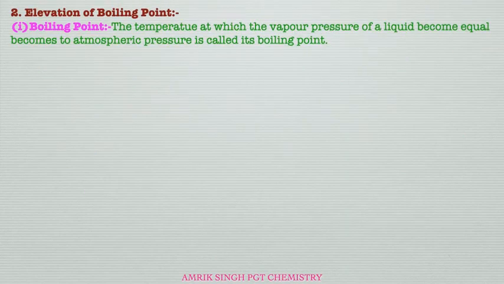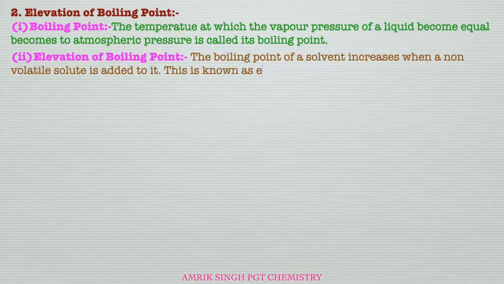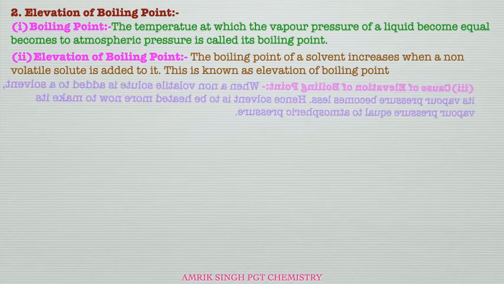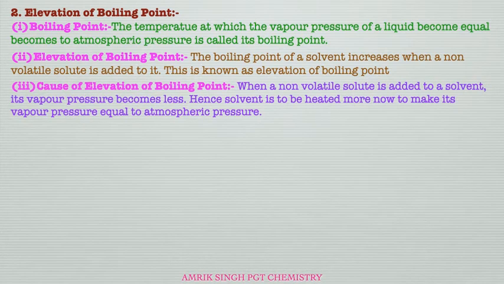Elevation of boiling point. We should know what boiling point is. The temperature at which the vapor pressure of a liquid becomes equal to atmospheric pressure is called its boiling point. The boiling point of a solvent increases when a non-volatile solute is added to it. This is known as elevation of boiling point. The cause is that when a non-volatile solute is added to a solvent, its vapor pressure becomes less. Hence, the solvent has to be heated more to make the vapor pressure equal to the atmospheric pressure. We have studied this topic already, lowering in vapor pressure.